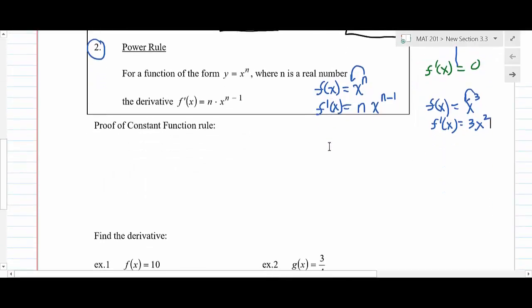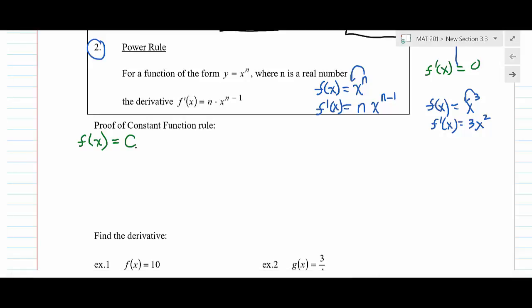I'm going to prove the constant function rule. I'm going to do a couple of proofs. So what we want to do is write down f of x equals c. c is going to represent a constant. I'm going to prove to you the derivative is 0. It's obvious that it's 0, but let's prove it.